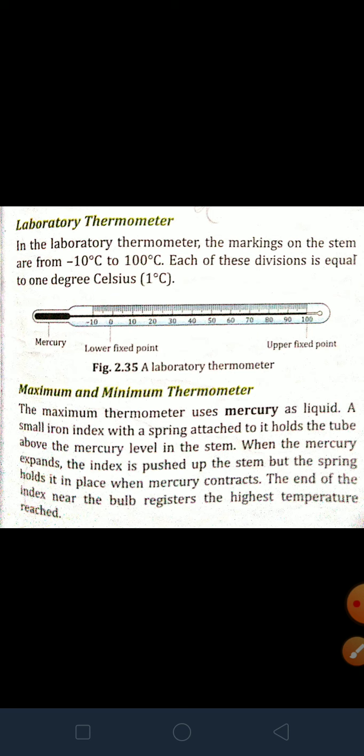Then the maximum and minimum thermometer. The maximum thermometer uses mercury as liquid. A small iron index with a spring attached to it holds the tube above the mercury level in the stem. When the mercury expands, the index is pushed up the stem, but the spring holds it in place when mercury contracts. The end of the index near the bulb registers the highest temperature reached.